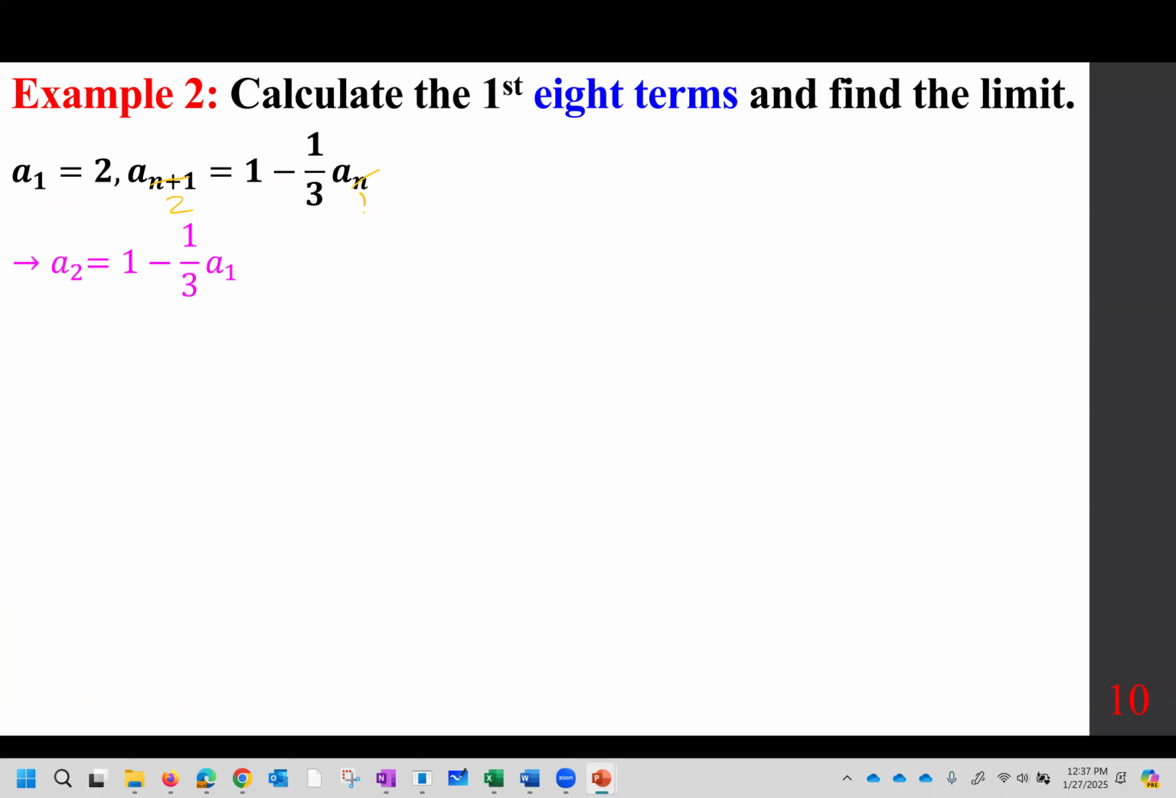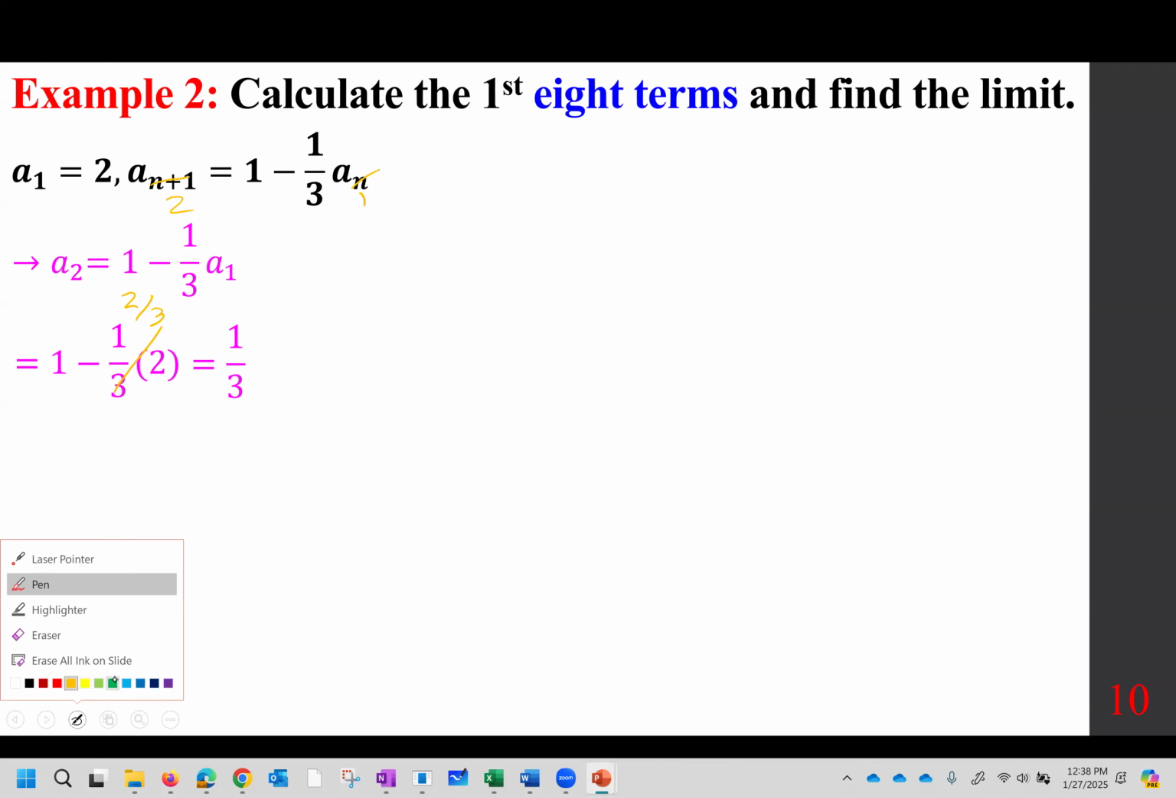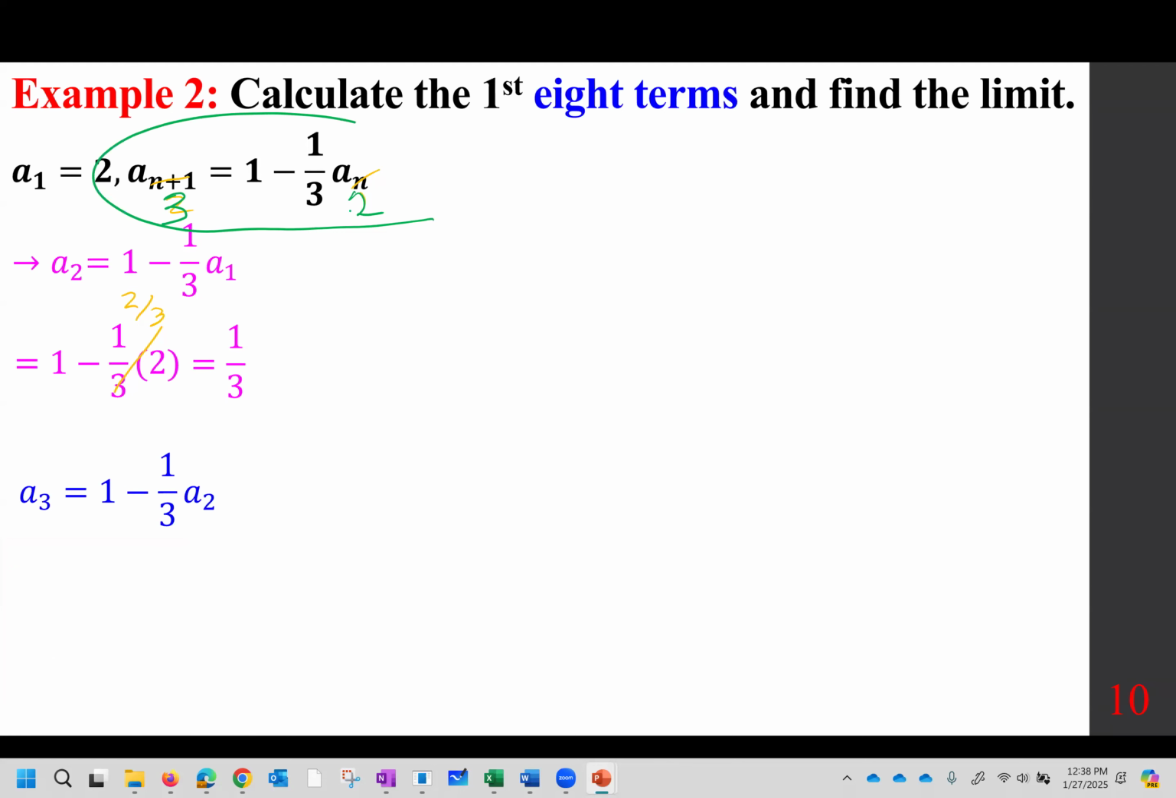So you plug in. Replace the a sub 1 with 2. 1 minus 2/3. 1/3 is the answer. What if I want the next one, the third one? Then this must be 2. I hope you understand this concept, everybody.